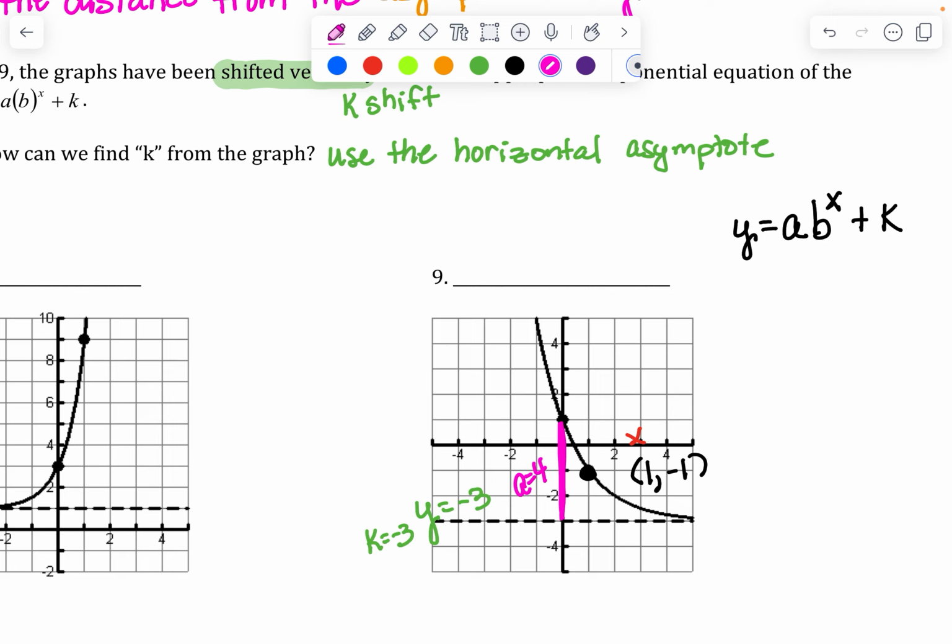So now that I have my B, now that I have my A, now that I have my K, I can write this equation out. So here we go. Y equals 4, and then I usually put my B in a parenthesis, which is 1/2, to the x power -3. And that's your final answer.